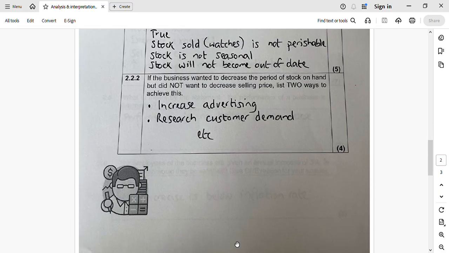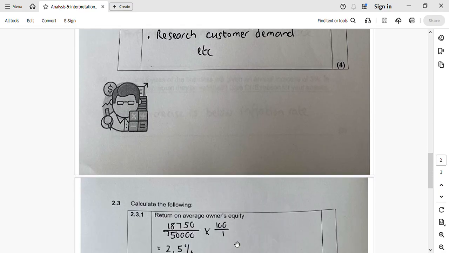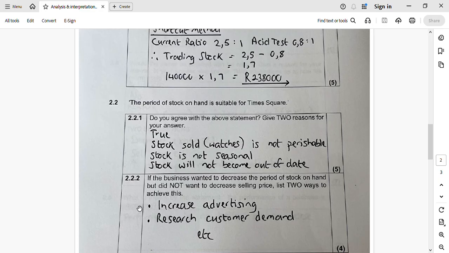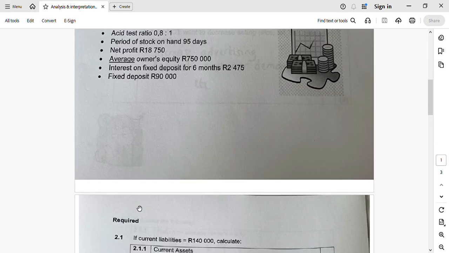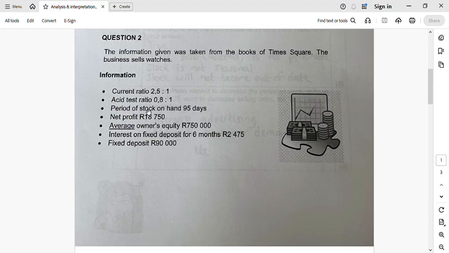Okay, the next question. Calculate the following: return on average owner's equity. The formula for return on average owner's equity is net profit over average owner's equity. They gave you your net profit figure here.